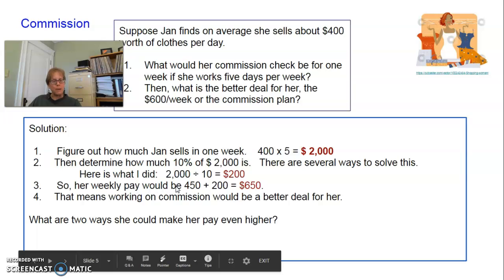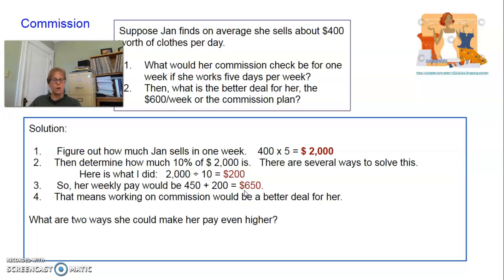So her weekly pay on the commission plan then would be $450 plus the 200, $650. Well, clearly then that means the commission plan is better because 650 is $50 more than $600 per week.